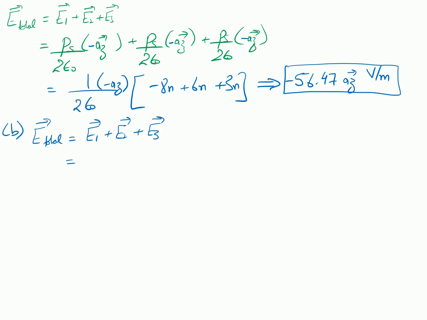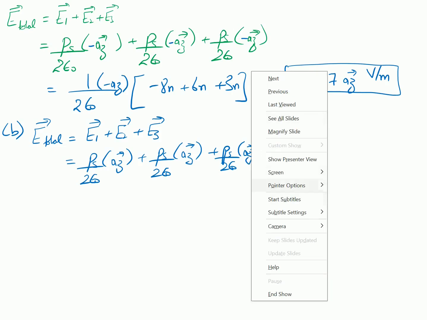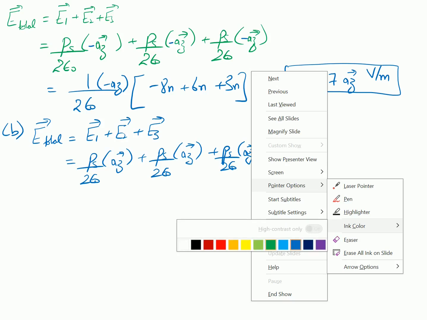So it comes out to be rho s over 2 epsilon, again along the z direction. What is the sign? We'll come to that. Plus rho s over 2 epsilon, again along the z direction, then rho s over 2 epsilon, again along the z direction. Now what is going to be the sign in this case?